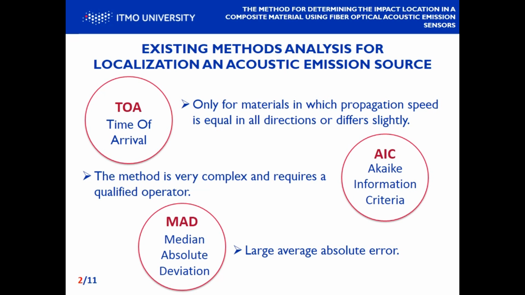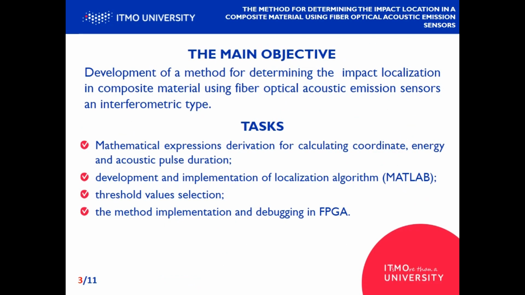The advantages, in addition to those traditional for fiber-optic sensors, are their small size and high sensitivity. Composite graphite epoxy material was chosen due to its wide application in space and aircraft construction. The main purpose of this work was to develop a method for determining the impact's localization in a composite material using fiber-optic acoustic emission sensors of interferometric type.